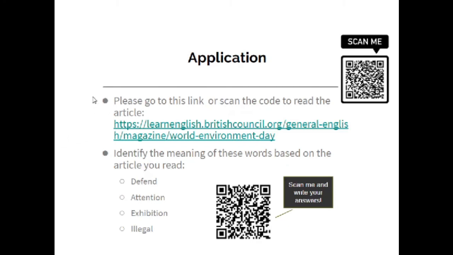Okay, another activity application for you. Please go to the link or scan the code here in order to read the articles on World Environment Day. And I want you to identify the meaning of the words based on the article that you have read. Look up the meaning for the words defend, attention, exhibition, and illegal. And then you can scan this code and write your answers. You can also read together with your friends.